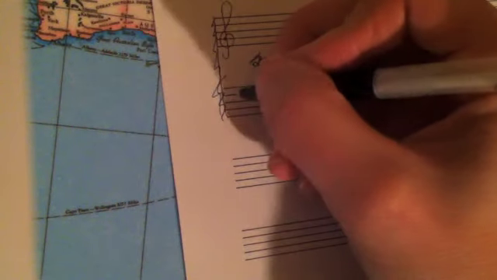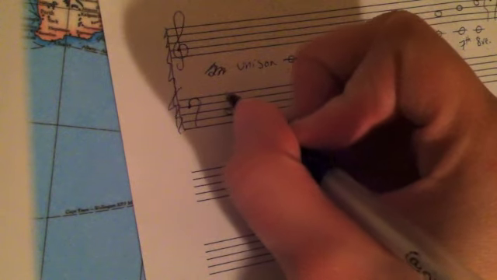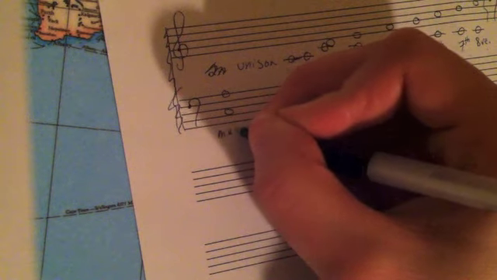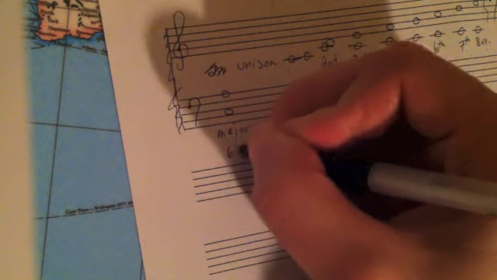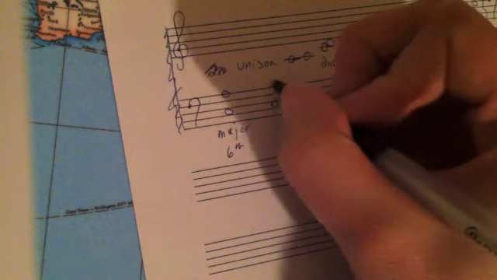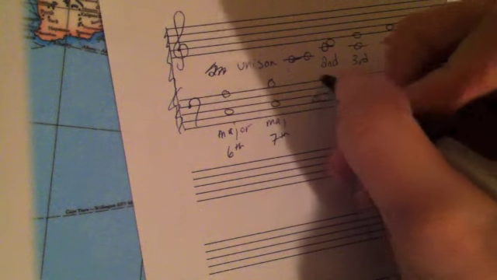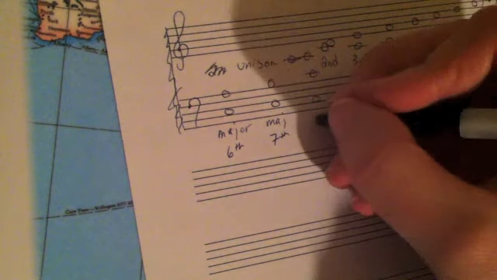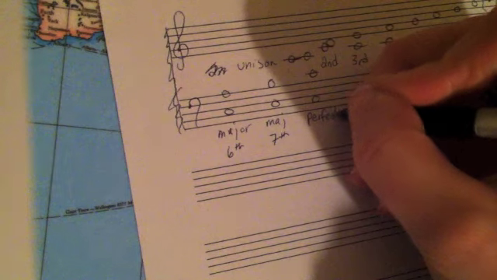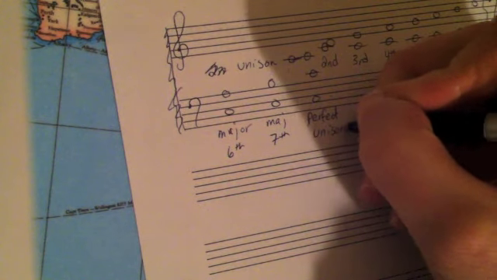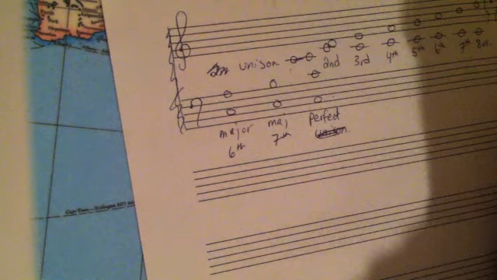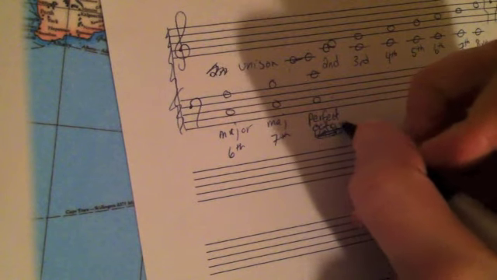Well, let's keep going. So another bass clef. This paper is very messy, but we're just sketching. C to A is a major sixth. C to B is a major seventh. And C to C is a perfect unison. Oh, well, sorry, octave.